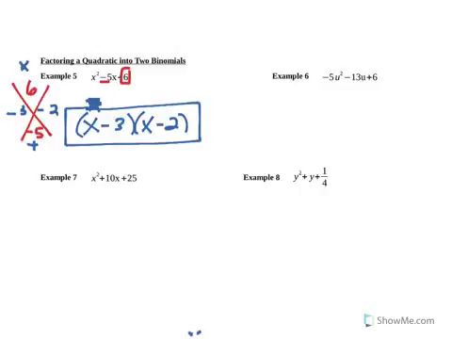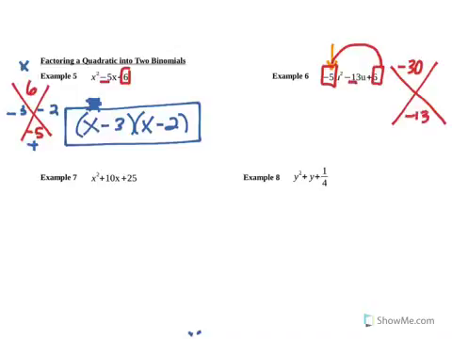In example 6, this problem is a little more difficult because the leading coefficient is not 1. Whenever the leading coefficient isn't 1, we have to do these problems a little differently. Instead of looking for two numbers that multiply to give me 6, I actually multiply the leading coefficient times the constant before I think about the product. So I'm thinking of two numbers which multiply to give me negative 30, or negative 5 times 6, but add to give me negative 13. Those two numbers are going to be negative 15 and positive 2.